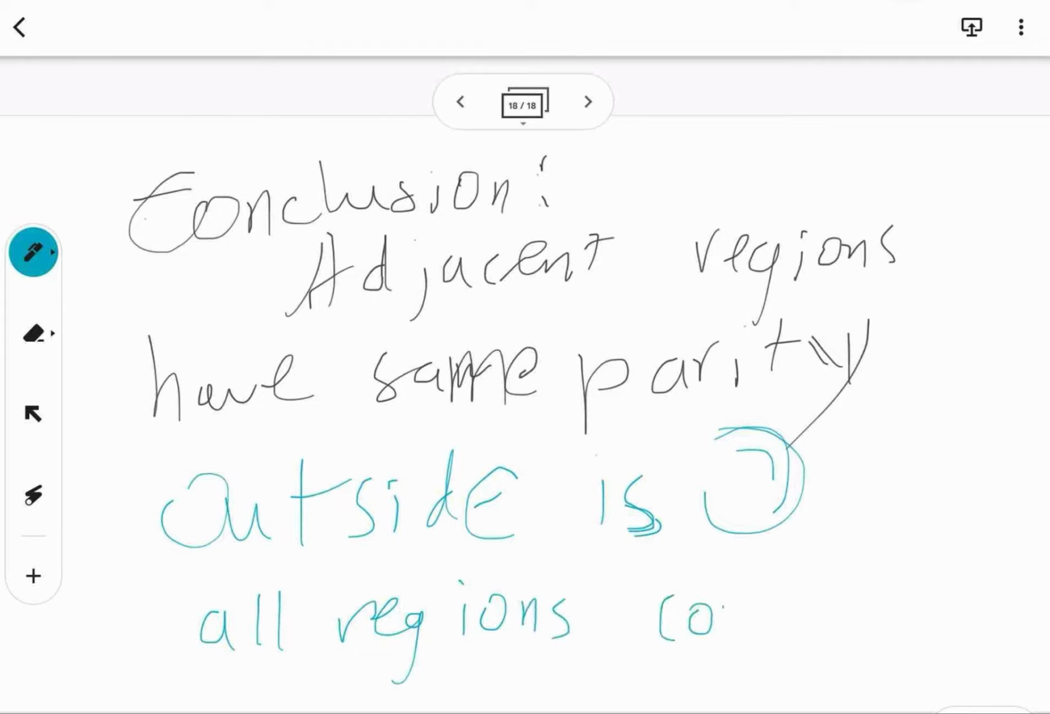Right, because this means that if any two adjacent regions have the same parity, and any adjacent regions are even, then every region is even, because the outside is 0, which is even. Okay, let's see.